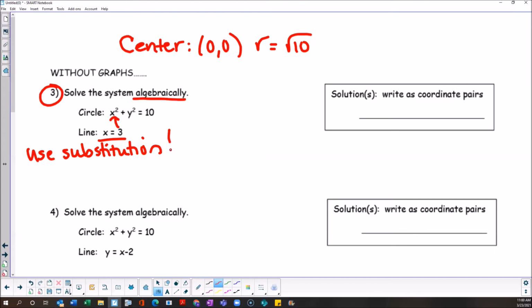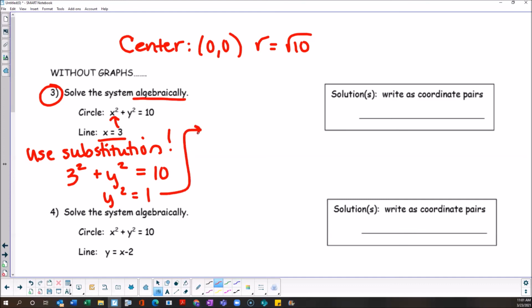Right? And I'm going to put this x into that equation. So I'm going to end up with 3 squared plus y squared equals 10. And 3 squared is 9. So 10 minus 9 is 1.